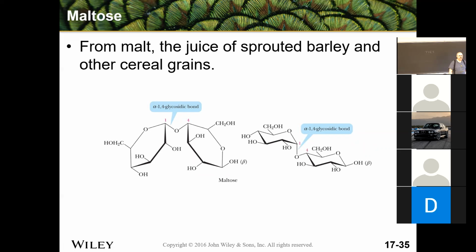Okay, if you've had malted milk candy like Whoppers, maltose is responsible for the odor and flavor of that type of candy.